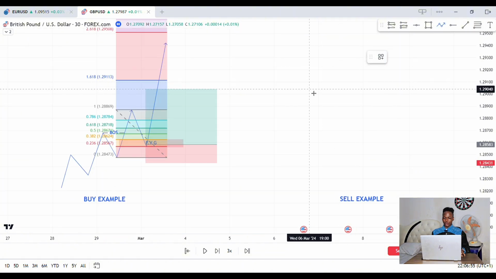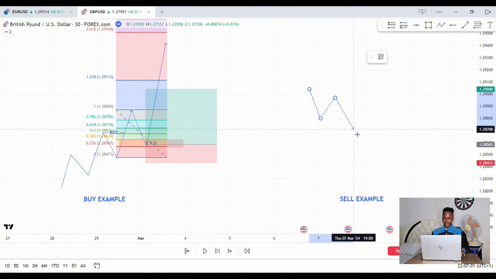First of all, you want to be in the downtrend. You want to be breaking what? You want to be breaking structure to the downside. Breaking structure to the downside like this.